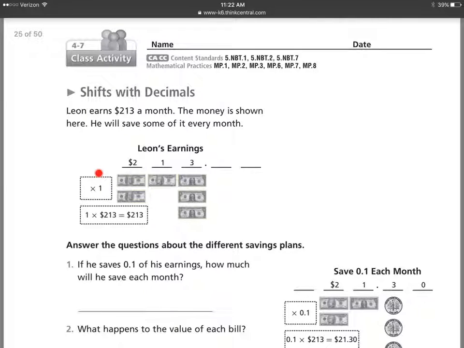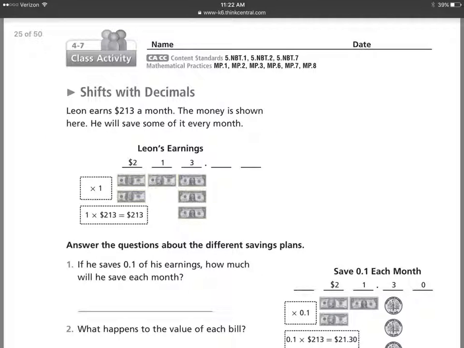And this is times 1. This is 213 that he earns per month. We're just multiplying it by 1, and 1 times 213 is 213. So there's nothing up here that's not understandable. It's just simply what they said here.